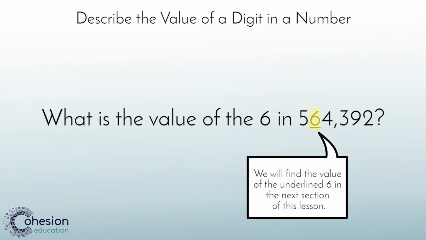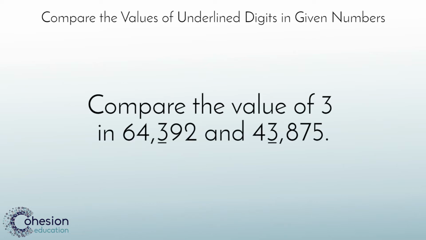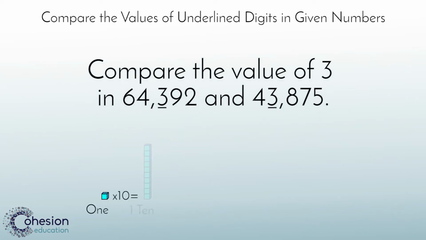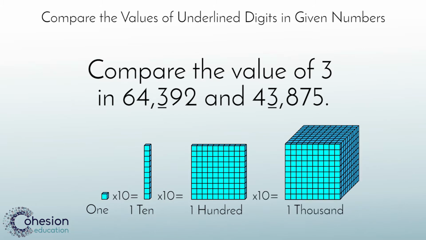Additionally, students are also responsible for comparing the values of underlying digits in a given number. For example, compare the value of 3 in 64,392 and 43,875. Students will apply the 10-to-1 strategy to explain how each place value relates to the next in the base 10 system. For example, 10 ones makes a 10, 10 tens makes a 100, and so on.